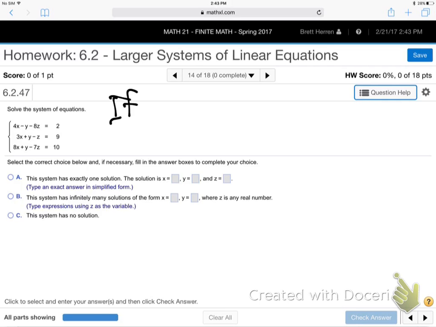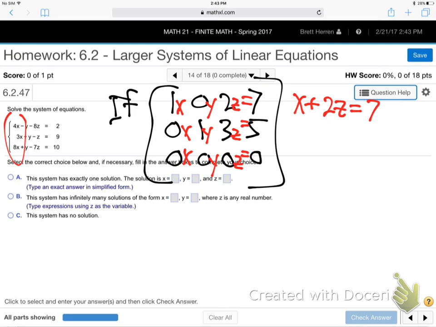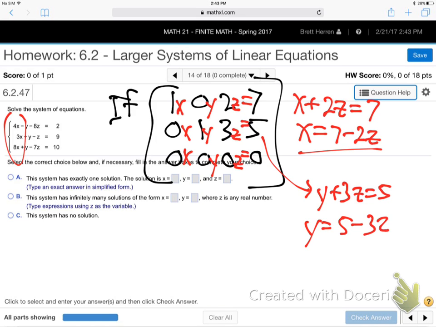All right? Let me just write out one more time. If you get something like this, what's that going to be? Well, put the letters back in there. Remember, X is in the first column, Y is in the second, Z is in the third, and those are answers on the right. What is this first one saying? X plus 2Z is 7. What is this one saying? Y plus 3Z is 5. So this means X is 7 minus 2Z, and Y is 5 minus 3Z.